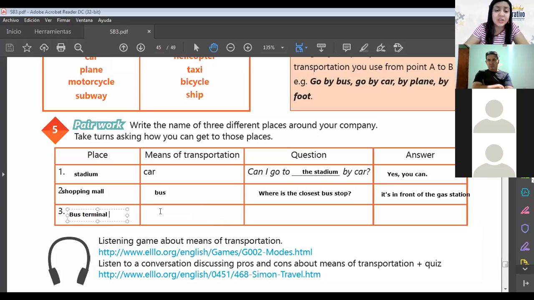The means of transportation to get there could be car, taxi, bus, or by foot. Question. Can I get there by foot? Yes, of course.